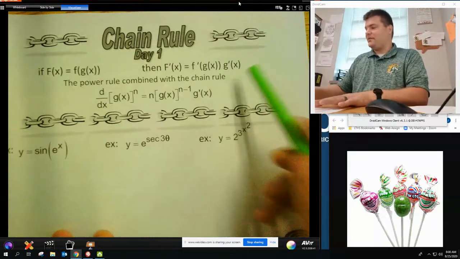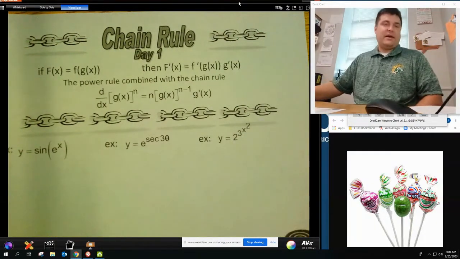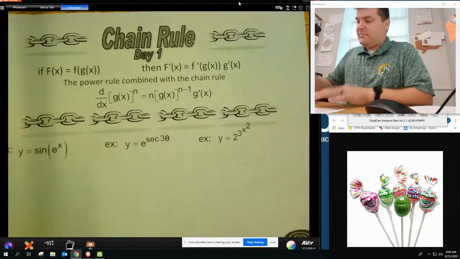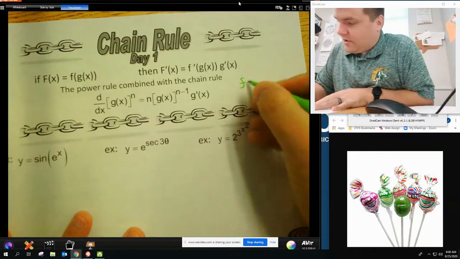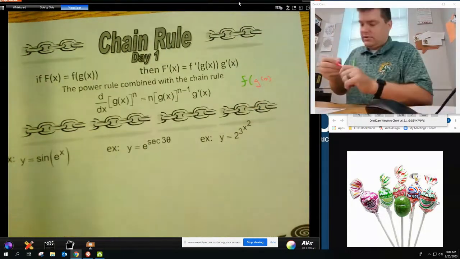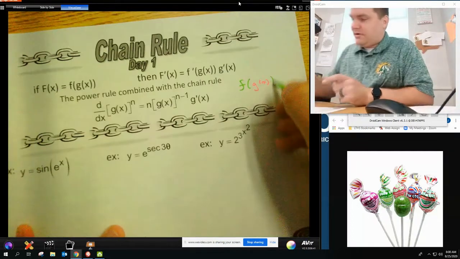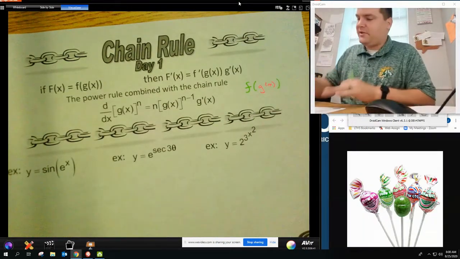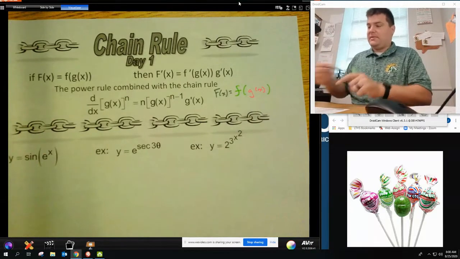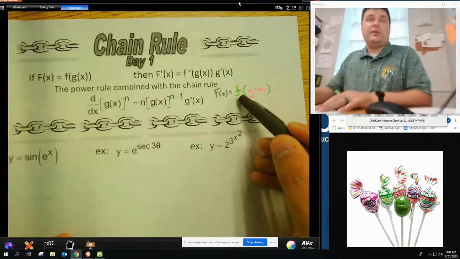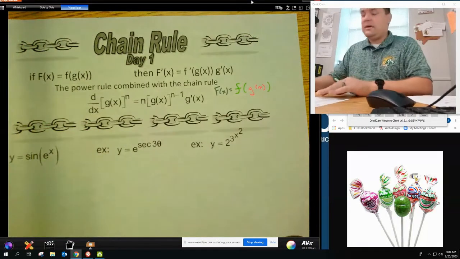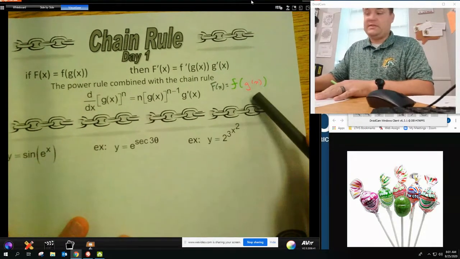Let me clarify what this is. If you notice on the bottom right of your screen, you're going to see a picture of some Blow Pops. The reason is that I'm going to name a function as f of g of x, and I'm using these colors in particular. Let's say this is just some function. Just like a Blow Pop, the outside is green. And then the inside is pink, and that represents the bubble gum.